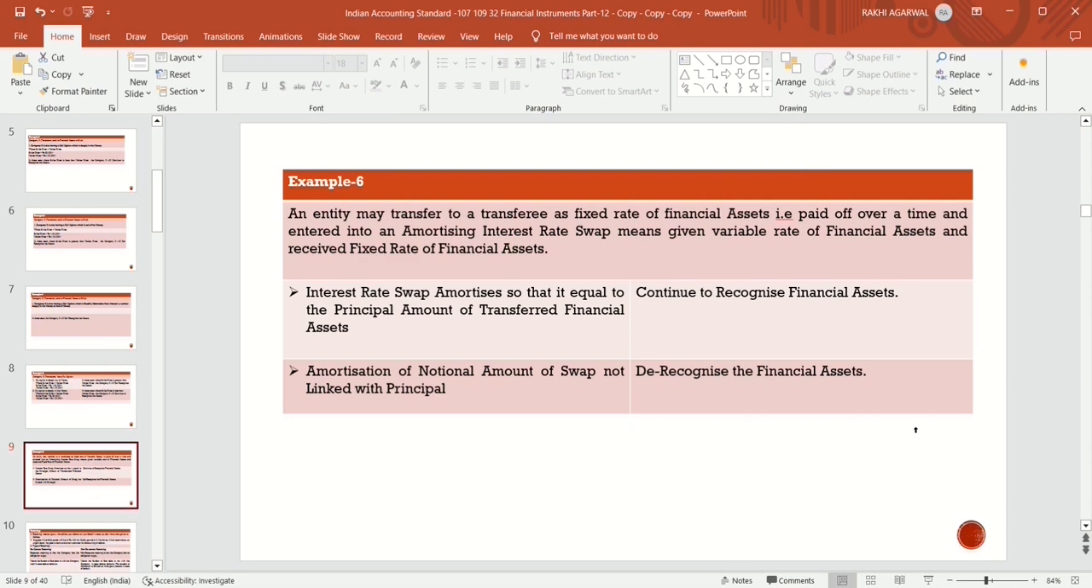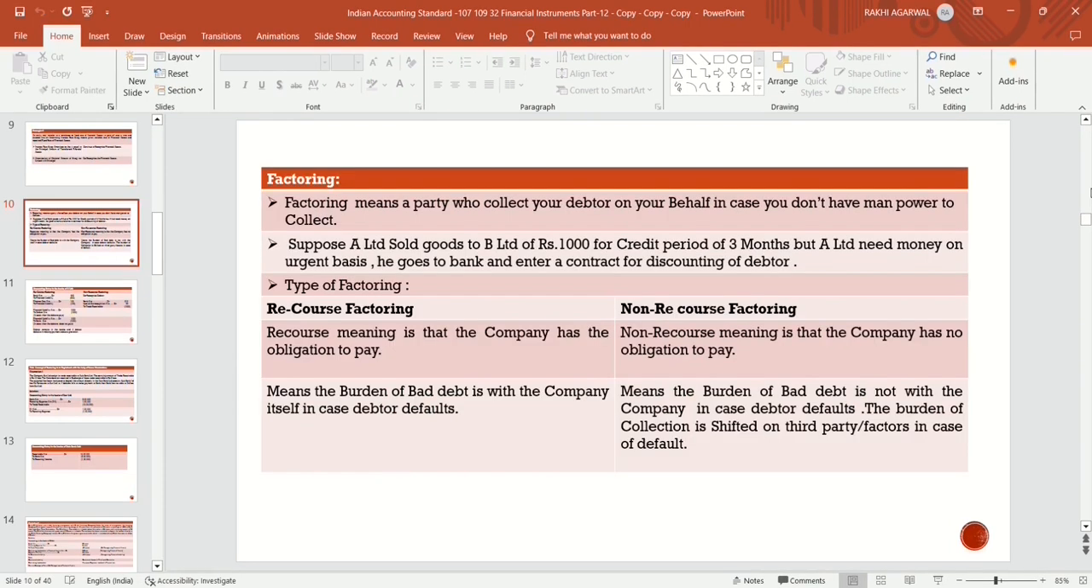When the interest rate swap amortizes and becomes equal to the principal amount of the transferred financial asset, it will continue to be recognized as a financial asset. And if the amortization of the notional amount of the swap is not linked with the principal, in that case it will de-recognize the financial asset.